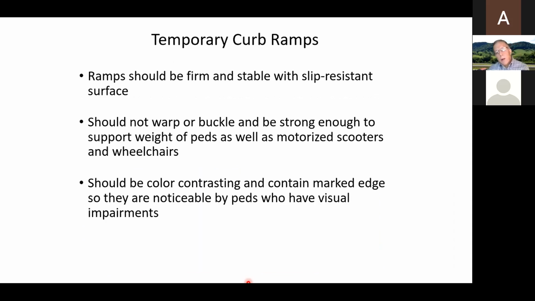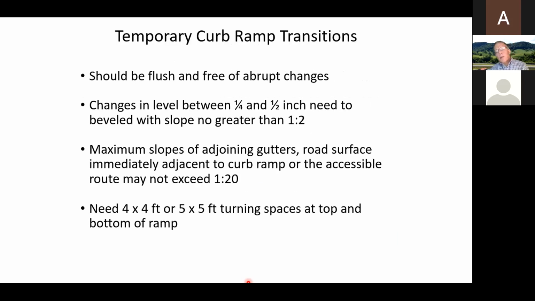I mentioned temporary curb ramps should be strong enough to support the weight of not only pedestrians, but also motorized scooters and wheelchairs, and desirably should have some sort of marked edge so that they're noticeable by sighted pedestrians so that they don't trip and fall off of the side of the ramp. The transitions are important so that a wheelchair can get onto and off the ramp easily. There shouldn't be a vertical surface. And of course, they need to have sufficient turning space so wheelchairs can turn on and off of the ramps.